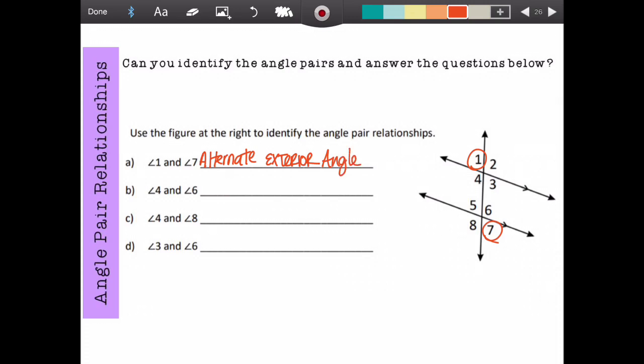All right, guys, and it's just as simple as that. So I'm going to leave you to do B, C, and D, and then come back to see if you got them correct.